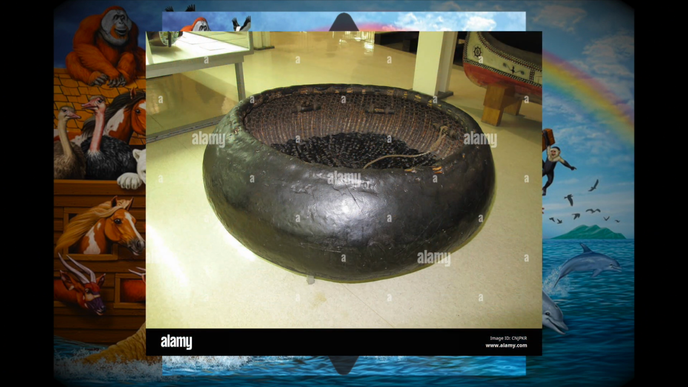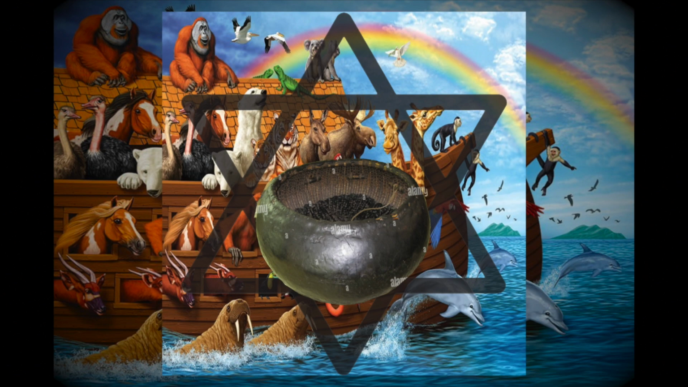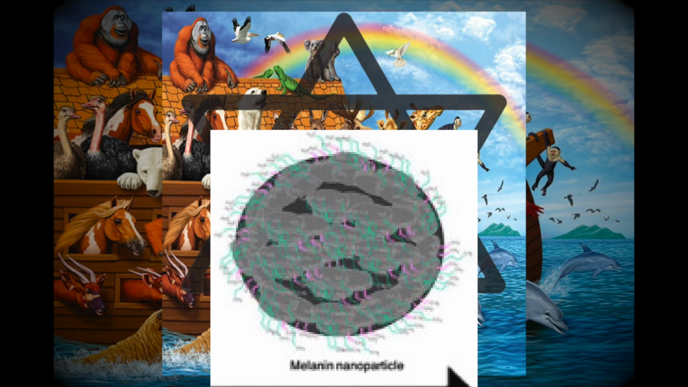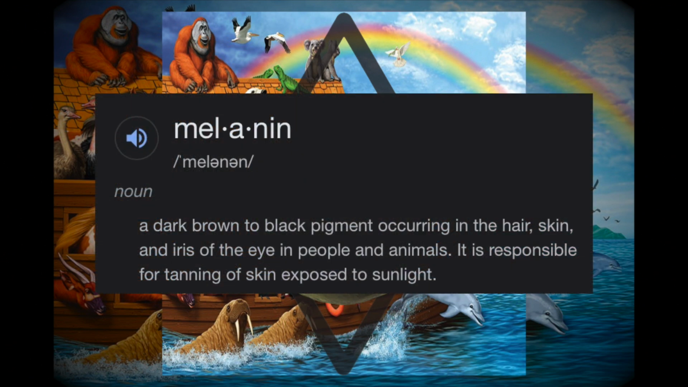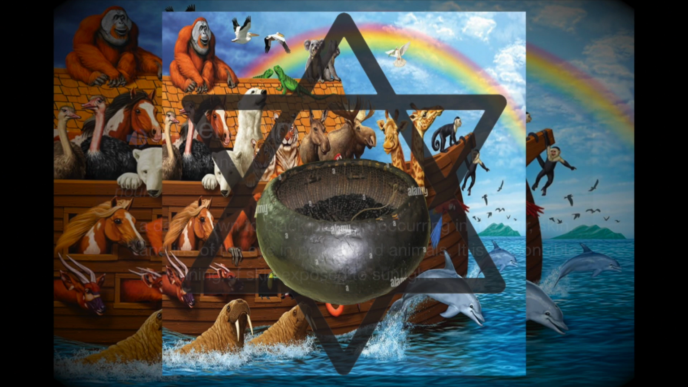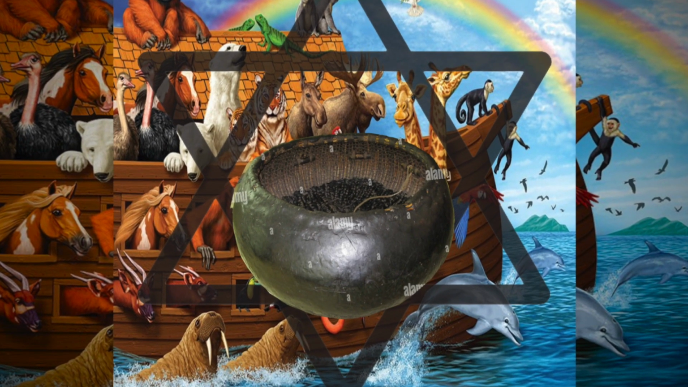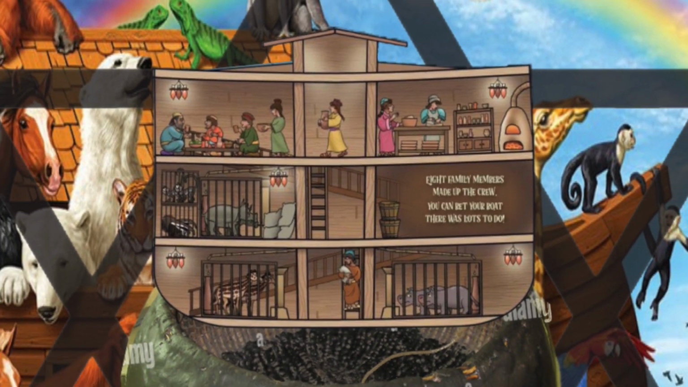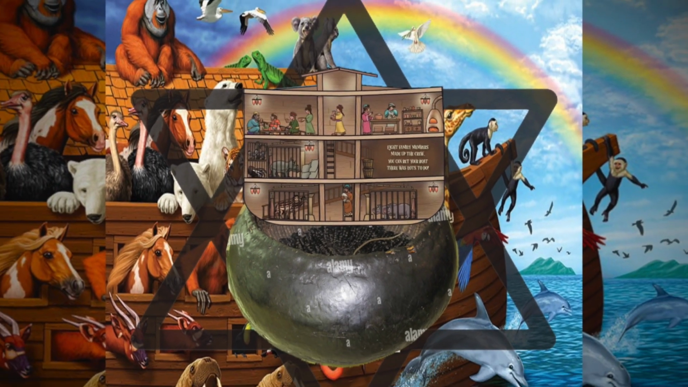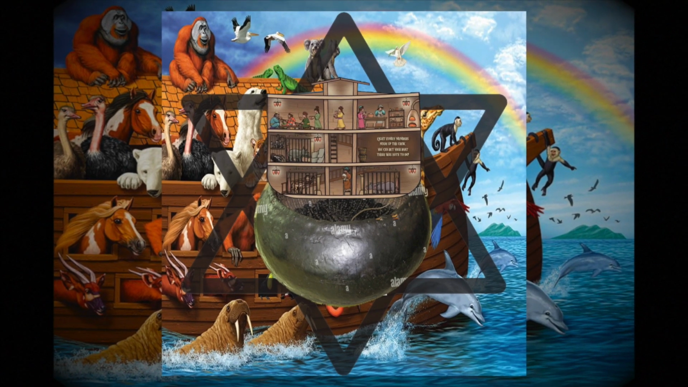Pitch or tar that the ark was covered in and lined with represents the black appearance of the melanin nanoparticle. Melanin, noun: the dark brown to black pigment occurring in the hair, skin, and iris of the eye in people and animals. It is responsible for tanning of skin exposed to sunlight. The three decks of Noah's Ark represent the three molecular planes of the melanin molecule.